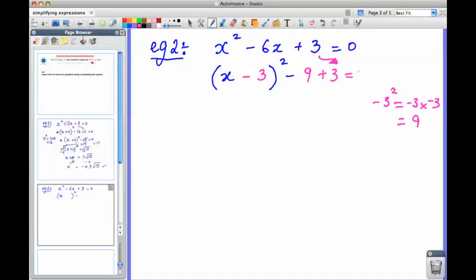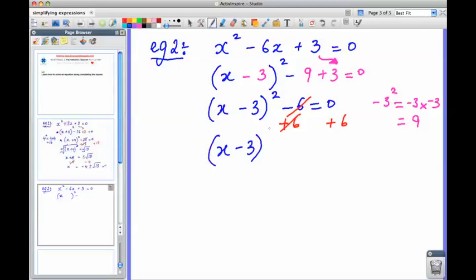So we end up with x minus 3 squared, minus 9 plus 3, which is equal to minus 6. That's equal to 0. And now I'm going to go ahead and solve my equation. I'm going to start with the minus 6. The opposite operation to minus 6 is plus 6. So I'm going to add plus 6 here and plus 6 on the other side of the equation. So that cancels it out, and I'm left with x minus 3 squared is equal to 6.